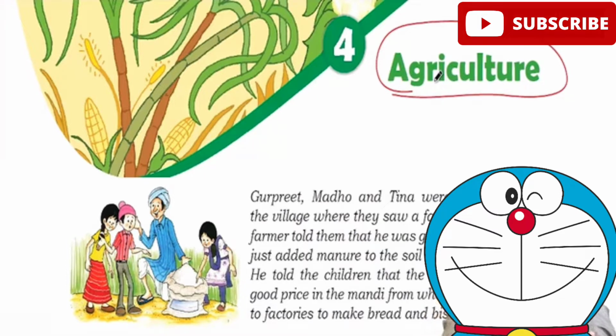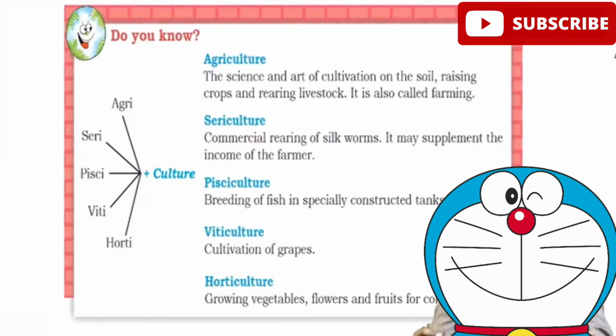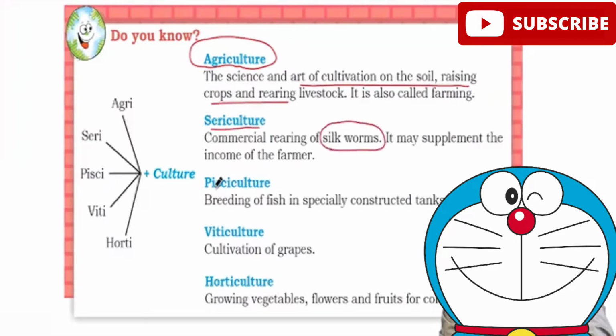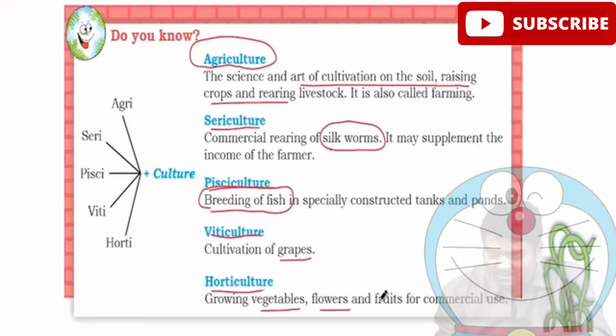So here we will be seeing which are these areas in the world and India where a particular crop is usually present. The first thing that you need to focus on is page 41, where you see different definitions. You have agriculture, which is an art of cultivation on soil raising crops. Sericulture is associated with silkworms. Pisciculture is breeding of fish. Viticulture, grapes. Horticulture, I am talking about vegetables, flowers and fruits for commercial use.